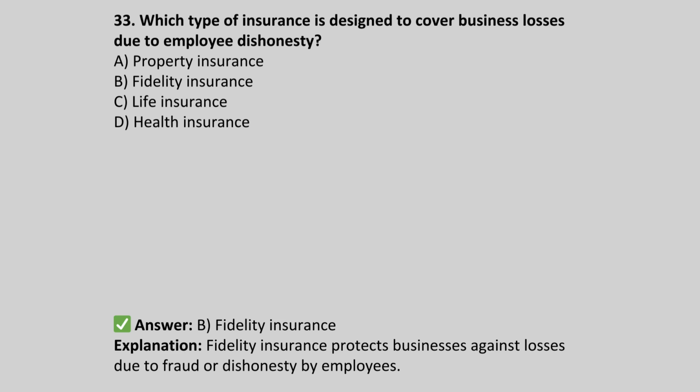Which type of insurance is designed to cover business losses due to employee dishonesty? A. Property insurance. B. Fidelity insurance. C. Life insurance. D. Health insurance. Answer: B. Fidelity insurance. Explanation: Fidelity insurance protects businesses against losses due to fraud or dishonesty by employees.